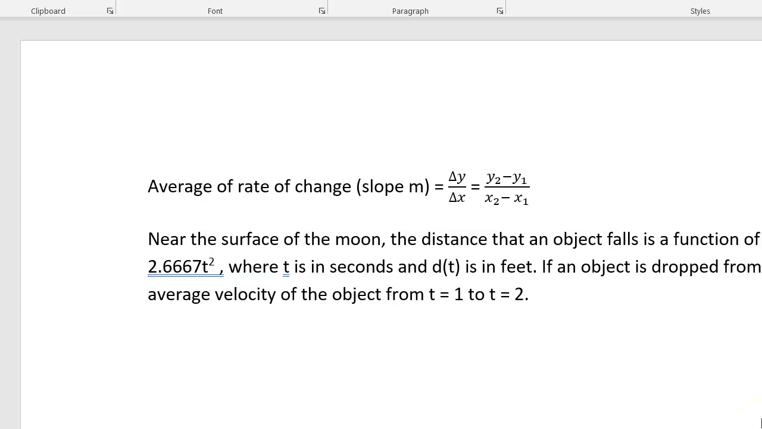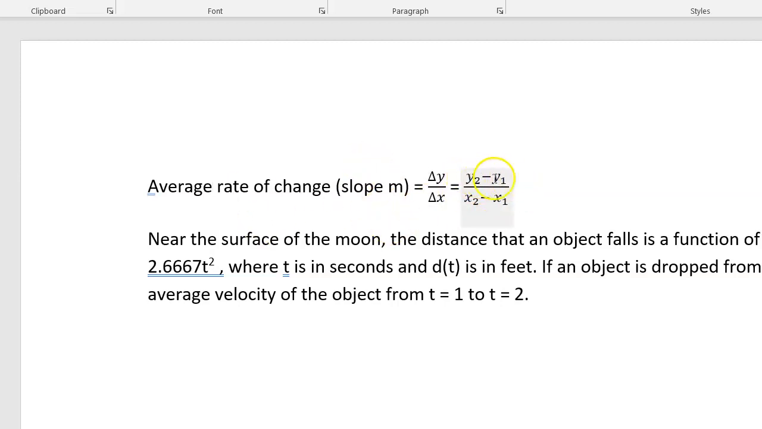So in this lesson, we're going to talk about average rate of change, also known as the slope, and often m will be used as our variable for slope. But we may be introducing some new notation.